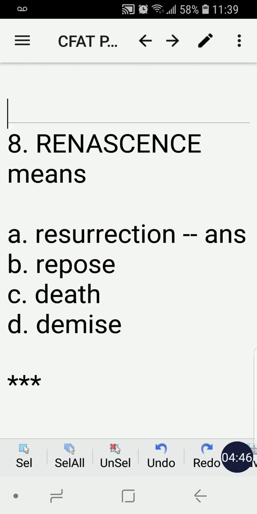Number eight, last question here. Renaissance means A, resurrection. B, repose. C, death. D, demise. By process of elimination, the correct answer is A, resurrection. Repose, death, and demise, these are synonyms, so therefore the correct answer is A, resurrection. Renaissance is the synonym of resurrection.